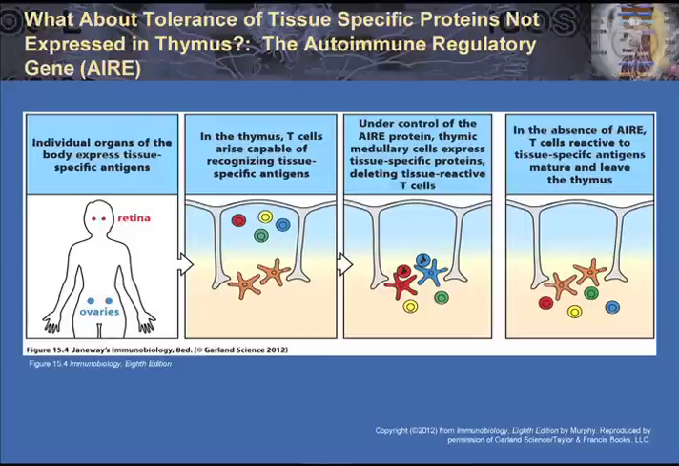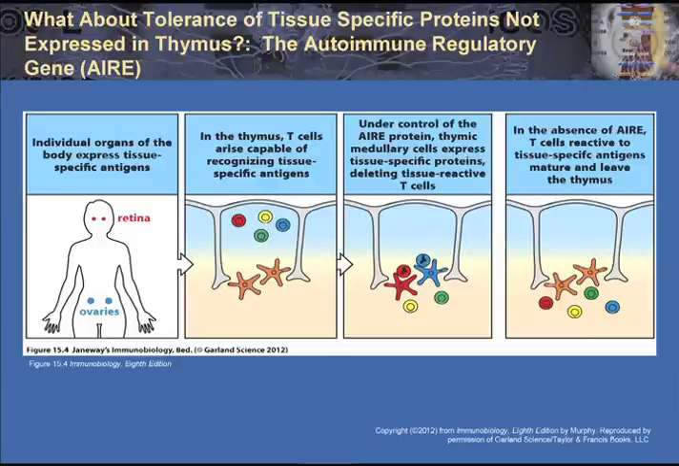And what happens in the medulla is that there's a specialized cell which, under the control of a specialized protein, actually expresses those proteins. And that's the role of the AIRE gene, A-I-R-E, the autoimmune regulatory gene. And the fascinating thing is that medullary epithelial cells express rhodopsin, they express insulin, they express various different proteins that you would never think would need to be expressed in the thymus. And their whole point of being expressed there is to delete autoreactive T cells to these tissue-specific proteins.